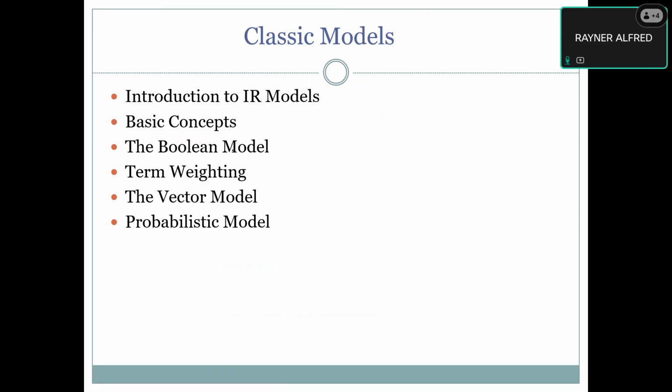So for modeling part 1, we will introduce the IR model, the basic concept when we want to retrieve a document, and we will start with the Boolean model. We have the term weighting, and then the vector and probabilistic model.